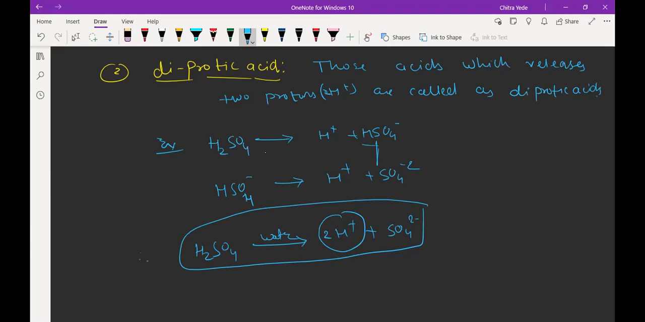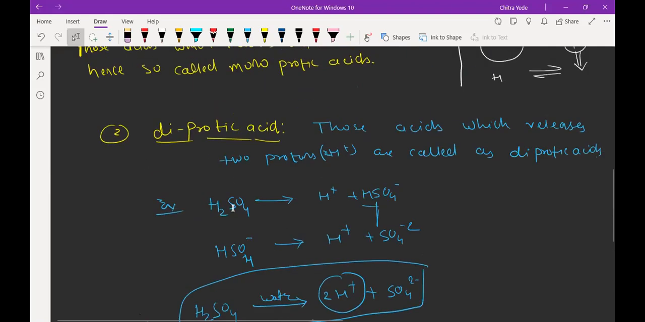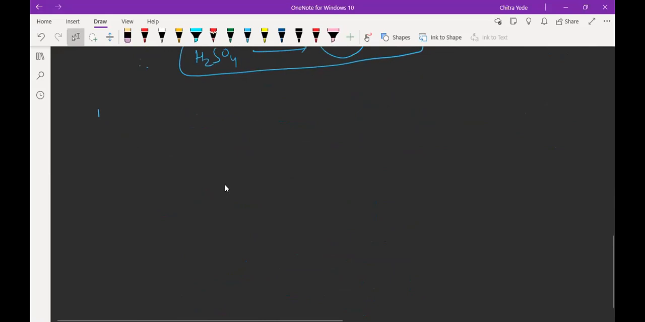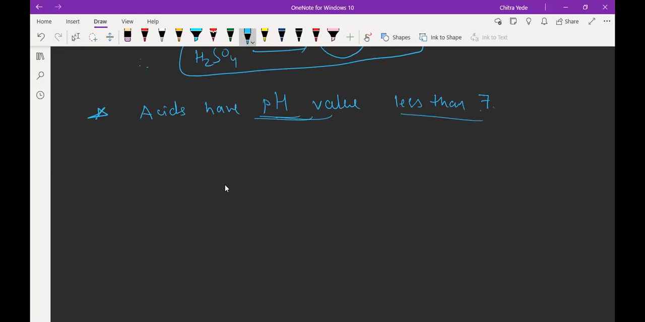Okay, so now we are going to discuss bases. One more point we have to discuss here for acids. Next star point: acids have pH value less than 7. Because 7 is neutral, more than 7 are bases, and less than 7 are acids. Okay, understood everyone? The pH value of acids is less than 7.